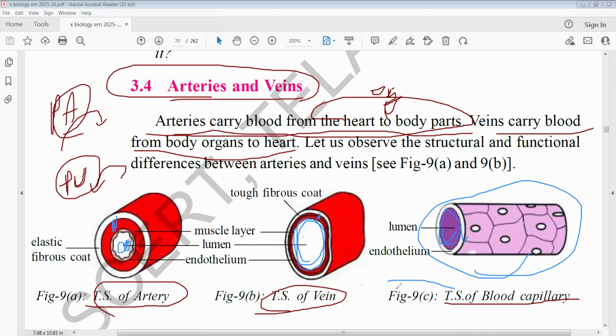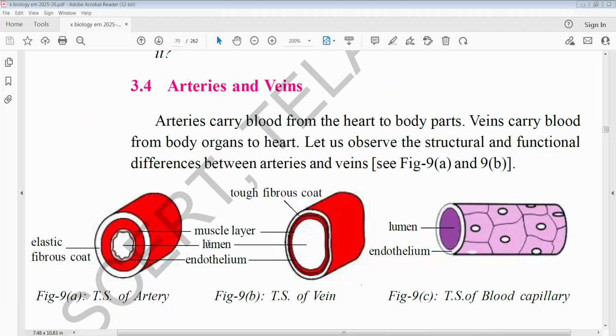arteries end with capillaries, whereas veins start with capillaries. Arteries end with capillaries, veins start with capillaries. This common point you have to remember, keep in your mind. Why? Because it is important.